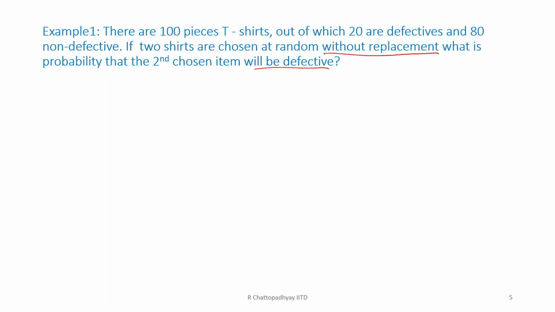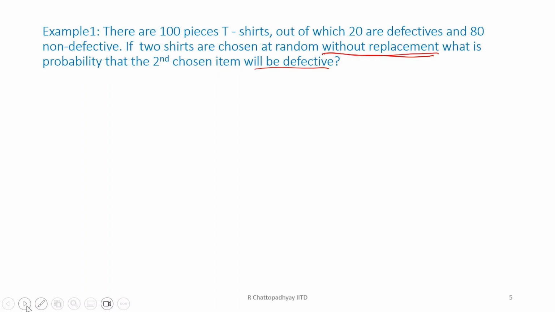So there are 100 pieces in the beginning, the first selection is done, and whatever is selected, whether it is a defective or non-defective item, that is separated. So when I go for the second selection, there are only 99 t-shirts left. That's why this statement is important, without replacement. Whenever some numericals come, you should be very careful about whether it is selected with replacement or without replacement.